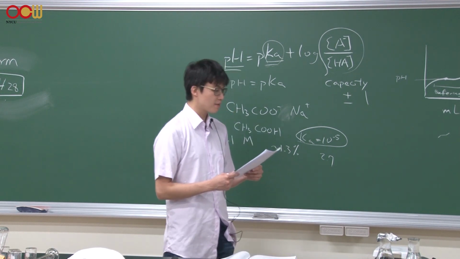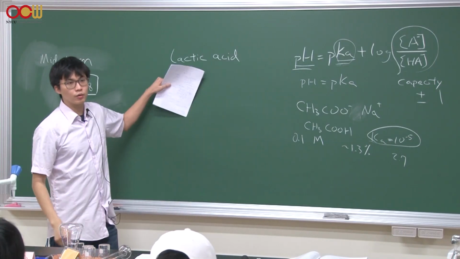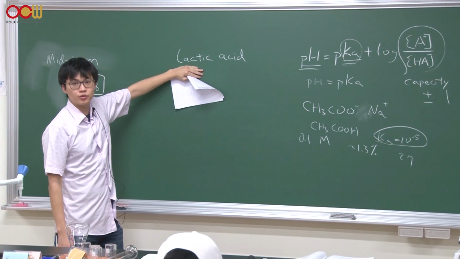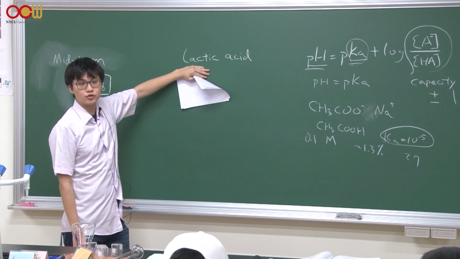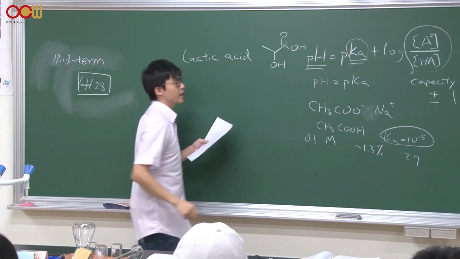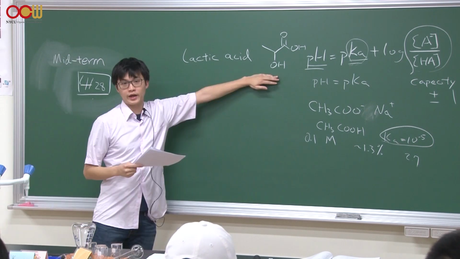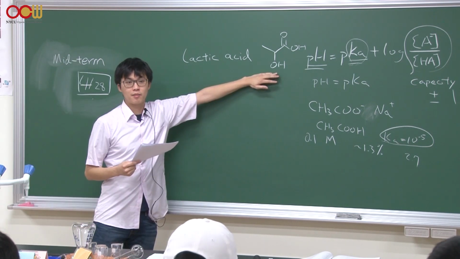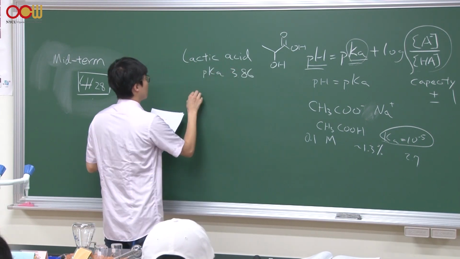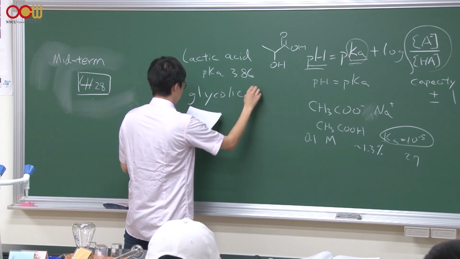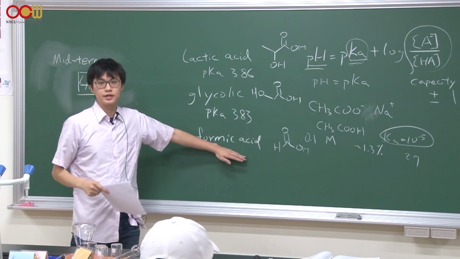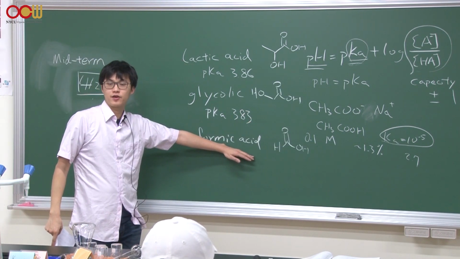Okay, so let's talk about some organic acids. When you work out, when you run, your muscle feels sore. It's because your muscle needs energy. When it breaks down a common energy source that is stored in your body, you form lactic acid. In biochem, you will see a lot of organic acids being produced by our body. Lactic acid has a pKa of 3.86, and similarly, glycolic acid has a pKa of 3.83. Formic acid is produced by ants as a self-defense mechanism.